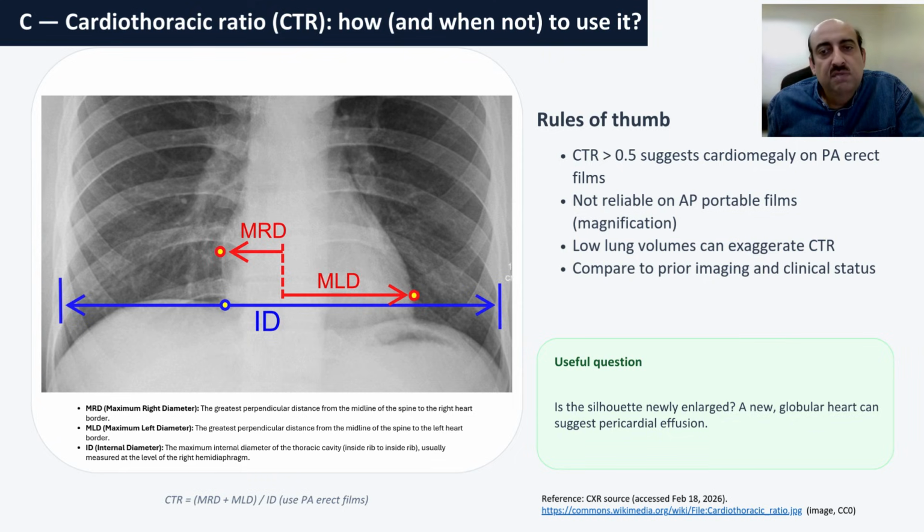One other point is whenever there is a globular, boot shaped heart, think of pericardial effusion rather than cardiomegaly itself. So again, echocardiography will be very helpful in such situations.